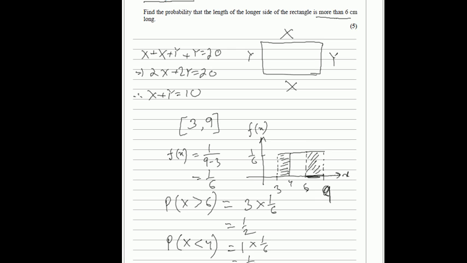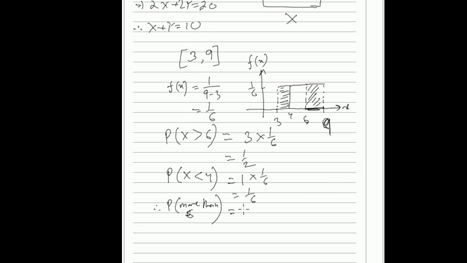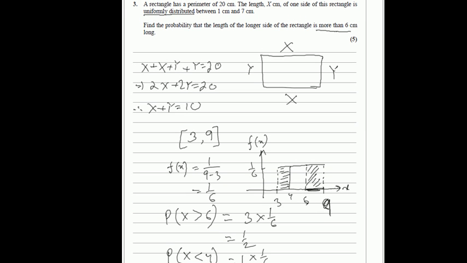Therefore, probability of more than 6 is either half or 1 by 6, which is 2 by 3. This is irregular, extremely irregular sum. This is not something that you do in every paper, but this is something you might want to review.